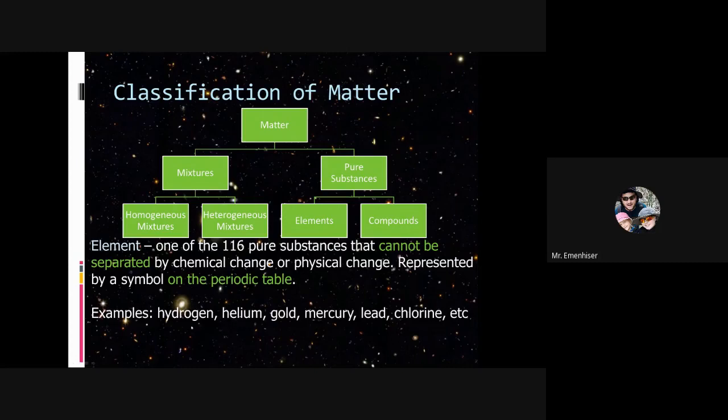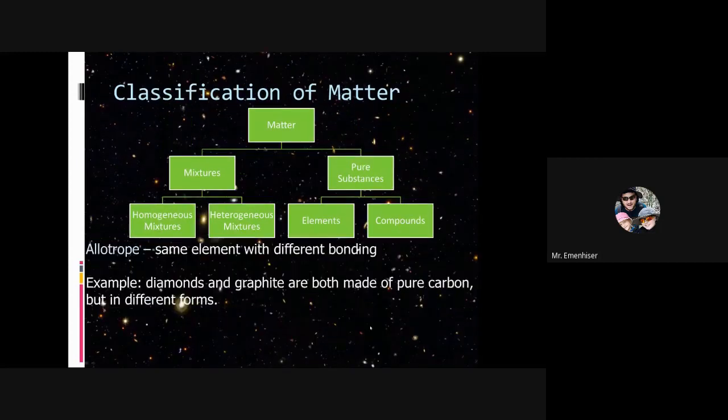Here are some examples: hydrogen, helium, gold, mercury, lead, chlorine. These are substances made out of one kind of atom. All of the atoms are one thing. If I have a chunk of pure, elemental lead, then every single atom would be a lead atom, and I can't separate it by any means.